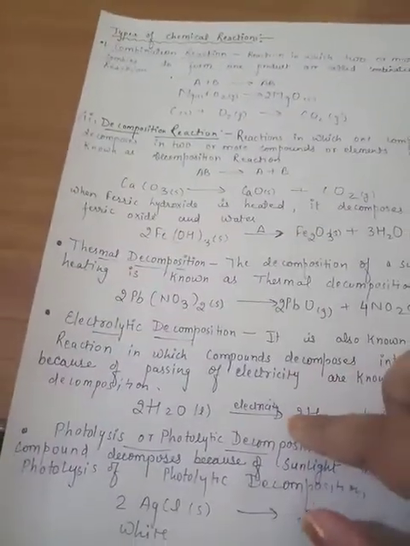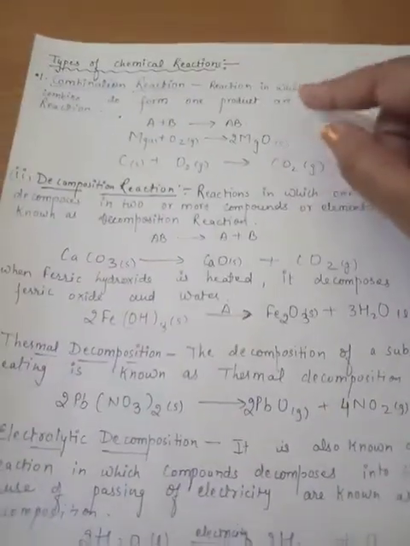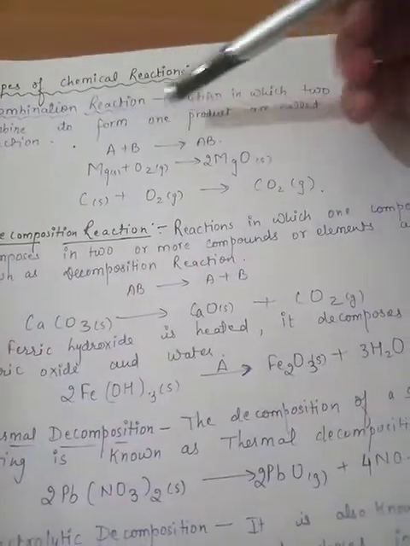In the decomposition, there are parts divided: thermal decomposition, electrolytic decomposition, photolysis or photolytic decomposition. Like this way you are having displacement reaction, then double displacement reaction, oxidation reaction, reduction, exothermic reactions and endothermic reactions also. So first we'll come up with the combination reaction.